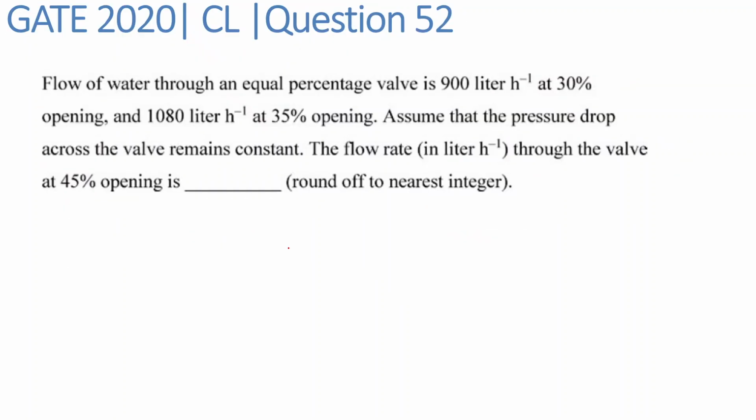Now let's take a look at two of the numericals related to this. The first numerical is: the flow of water through an equal percentage valve is 900 liter per hour at 30% opening and 1080 liter per hour at 35% opening. Assume that the pressure drop across the valve remains constant. The flow rate in liter per hour through the valve at 45% opening is dash. So let's take a look at the video solution.